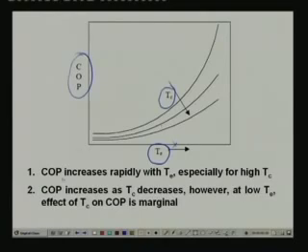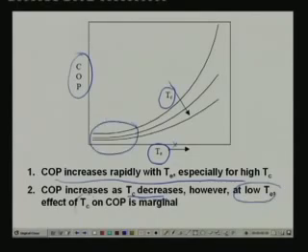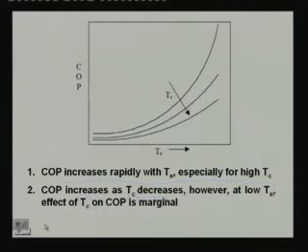And you can also see that the COP increases rapidly with TE, especially for high TC. That means when the condenser temperature is high, the rate at which COP increases with TE is high. Similarly, COP increases as condenser temperature decreases. However, at low evaporator temperature, that means in this region, the effect of TC on COP is marginal. So these are the observations we make from the expression for COP of a Carnot cycle.